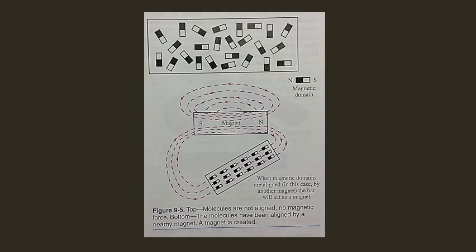This can be demonstrated by breaking a piece of magnetized iron into several pieces. Each of the broken pieces acts as a separate magnet. Figure 9-6 shows a broken magnet. When the iron is demagnetized, these molecules are placed back in a random position.